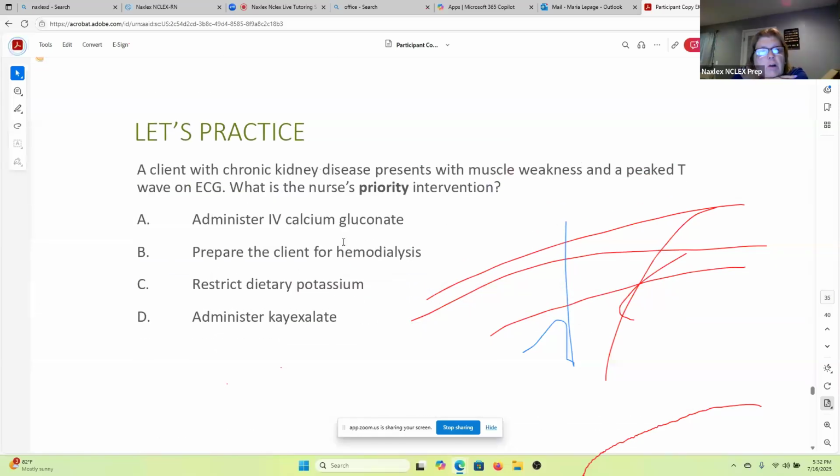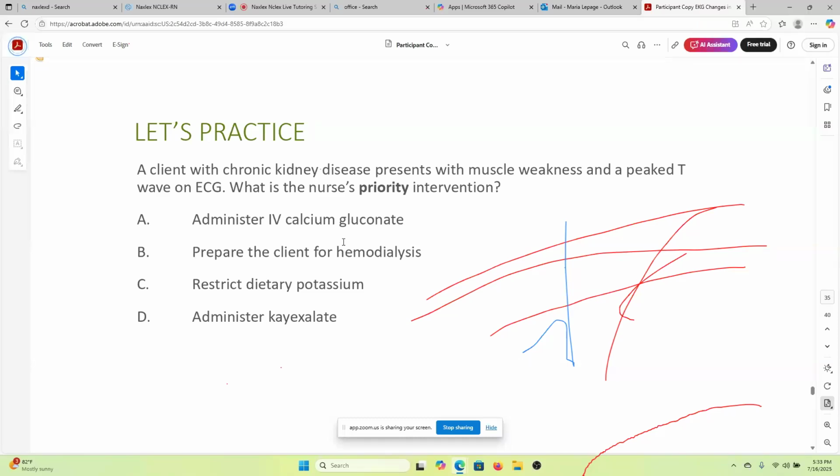A client with chronic kidney disease presents with muscle weakness and a peaked T wave on EKG. What is the nurse's priority intervention? A. Yes. Administer IV calcium gluconate. Why would we not give them Kayexalate? It will worsen the hyperkalemia.